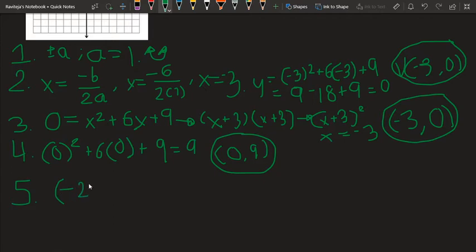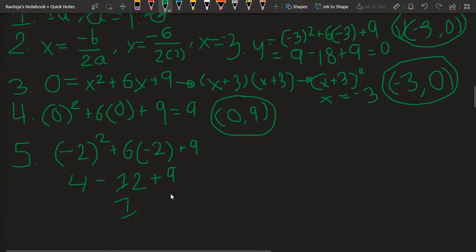So we substitute in negative 2 for x. Negative 2 squared plus 6 times negative 2 plus 9 is just 4 minus 12 plus 9, which is negative 8 plus 9, which is 1. So that means our point at x equals negative 2 would be negative 2, comma 1.